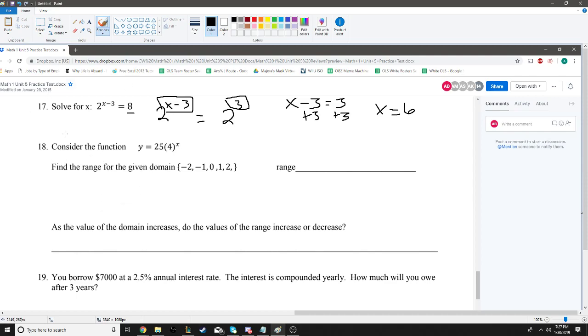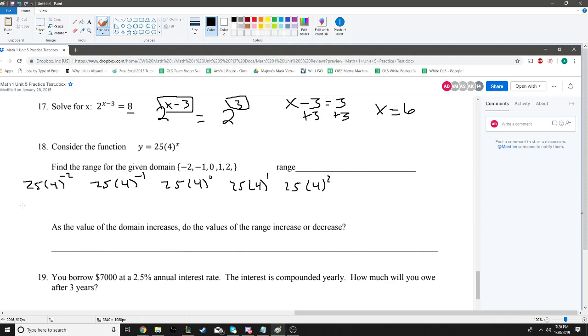Number 18. Function given the domain. So again, you need to plug these all in. So this is 25 times 4 to the negative 2, 25 times 4 to the negative 1, 25 times 4 to the 0, 25 times 4 to the 1, and 25 times 4 squared.